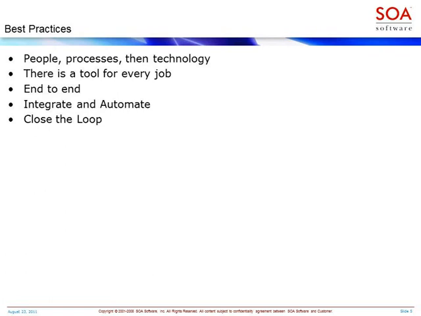The third best practice I'm going to discuss is end-to-end. I'm talking about how one should actually look at the entire life cycle. Then I'm going to also talk about integrate and automate. And I covered this in my introductory session, but integrating and automating provides return on investment and lower total cost of ownership for a service-oriented architecture.